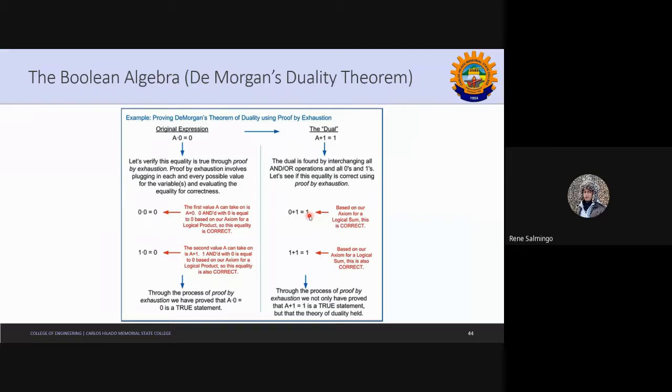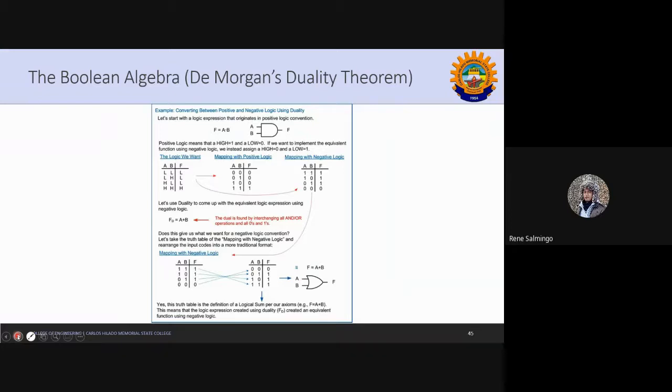And based on the axiom for logical sum, it's also correct that A is 1 or B is 1 equals 1. Through the process of proof by exhaustion, we have not only proved that A or 1 is a true statement, but also that the theorem of duality holds. So this is your duality theorem, proved by exhaustion.